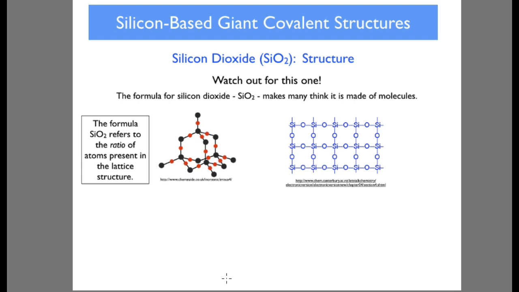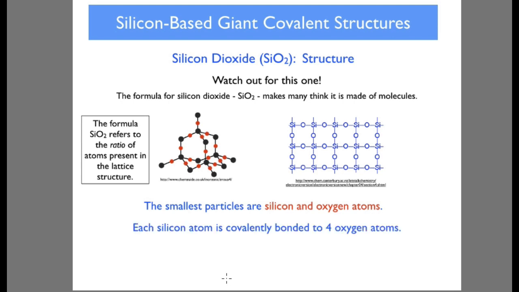Silicon dioxide structure. The formula for silicon dioxide is SiO2. It makes many think it is made of molecules, but it isn't. The formula SiO2 refers to the ratio of atoms present in the lattice structure. Okay. The smallest particles are silicon and oxygen atoms. 1 silicon, 2 oxygen atoms.